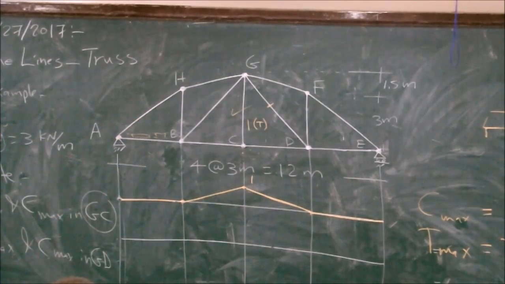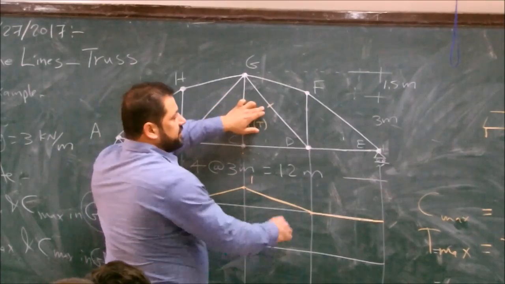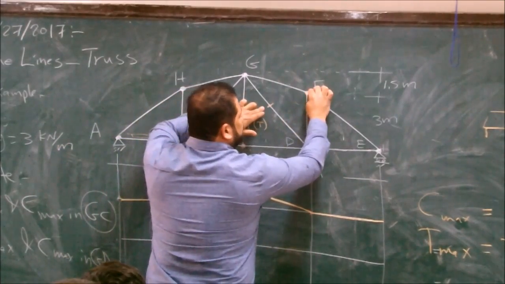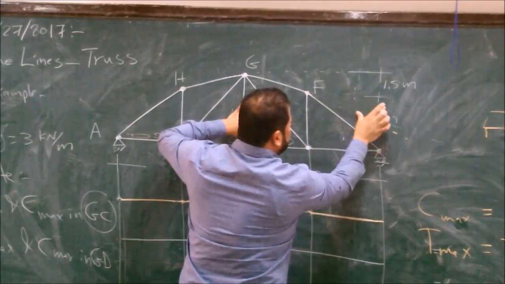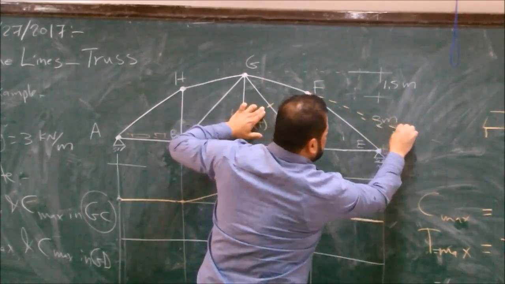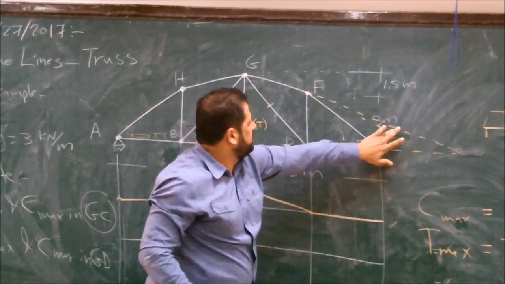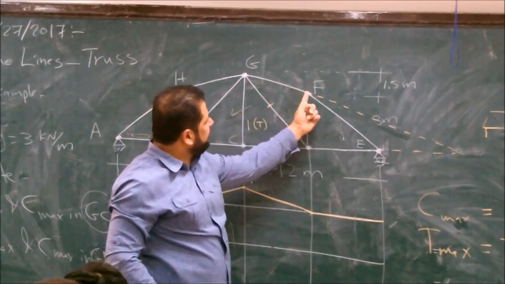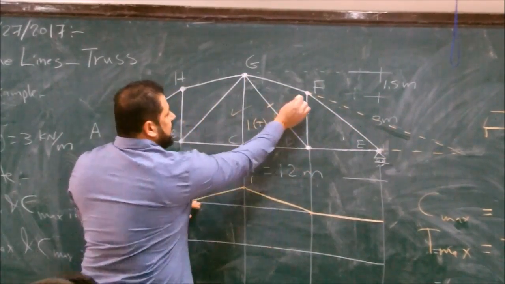GD. The easiest section to do for this one is to take the moment. If we continue the slope of this member GF all the way, good. What's this angle here?